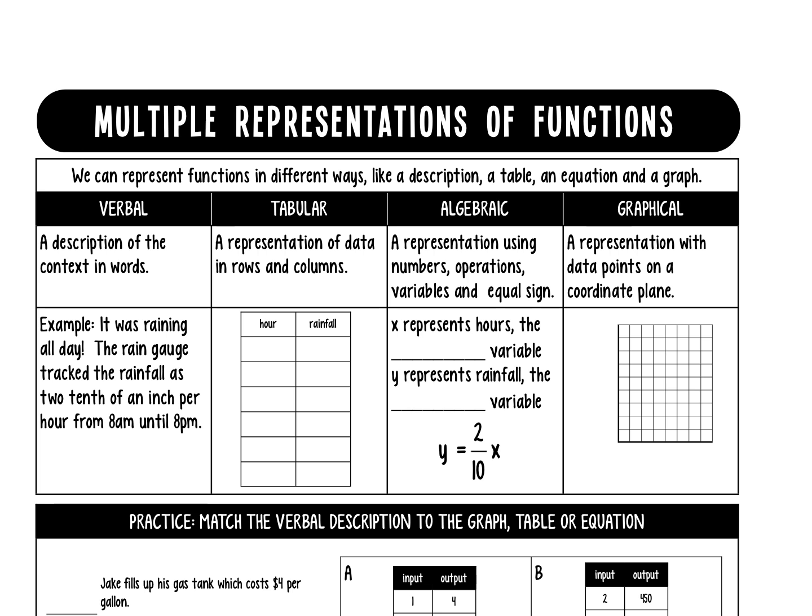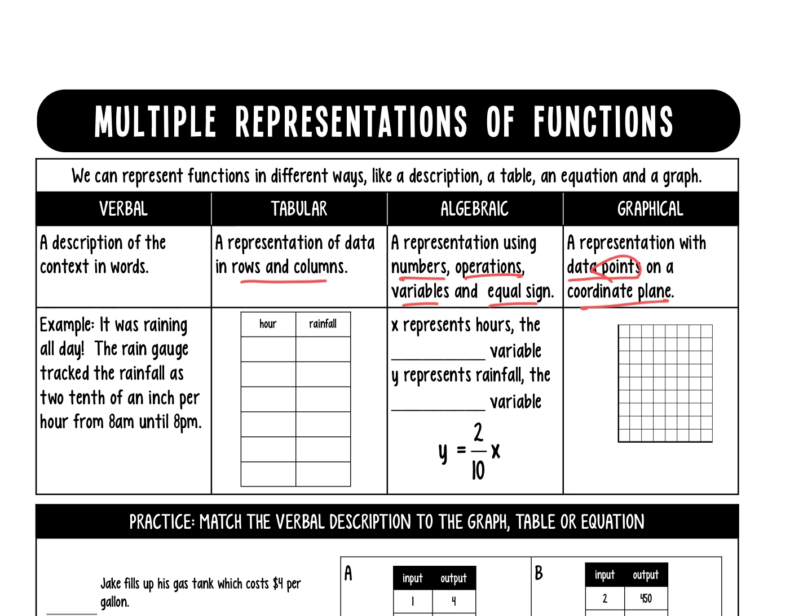Let's try an example together of how we can change a verbal description, which is the context in words, into a table, or a representation of data in rows and columns. We can change it into an algebraic form, a representation using numbers or operations, variables, and an equal sign. And we can also graph it. This is a representation with data points on a coordinate plane.